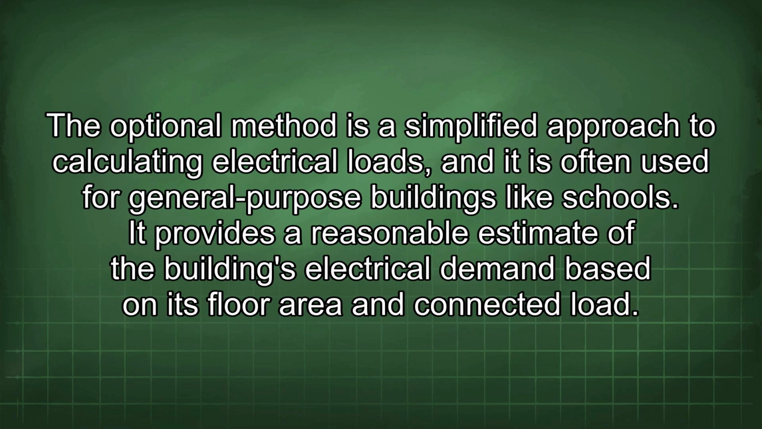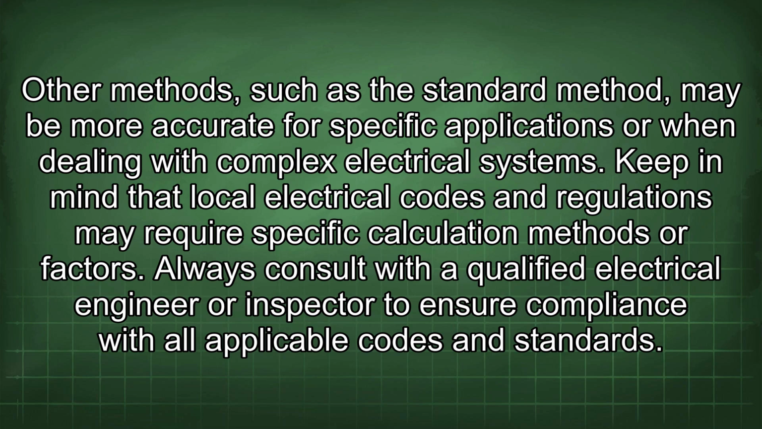The optional method is a simplified approach to calculating electrical loads, and it is often used for general-purpose buildings like schools. It provides a reasonable estimate of the building's electrical demand based on its floor area and connected load. Other methods, such as the standard method, may be more accurate for specific applications or when dealing with complex electrical systems. Keep in mind that local electrical codes and regulations may require specific calculation methods or factors. Always consult with a qualified electrical engineer or inspector to ensure compliance with all applicable codes and standards.